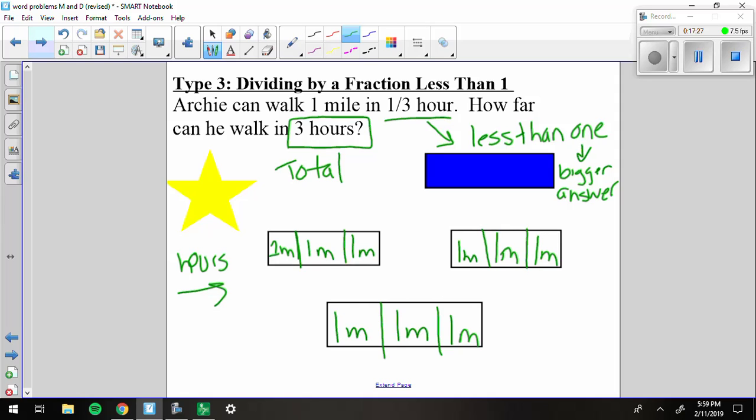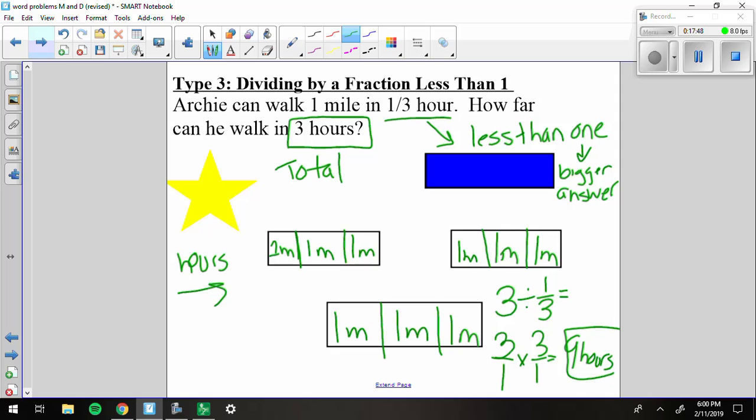So that looks like 9 miles. Let's find out. 3 divided into 1/3 equals 3 over 1 times 3 over 1 equals 9 hours. Would you look at that? It's holding true so far.